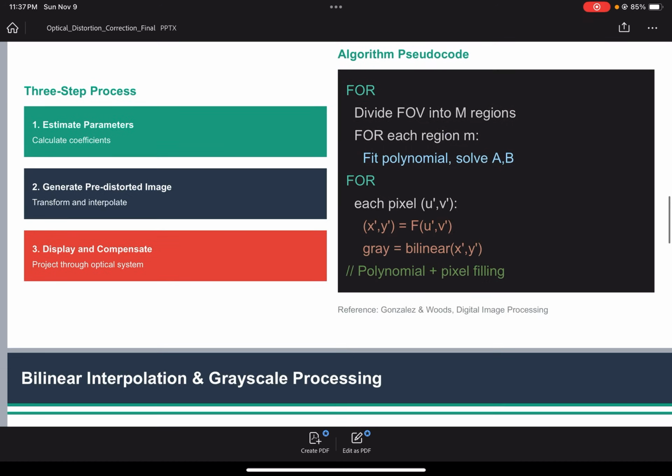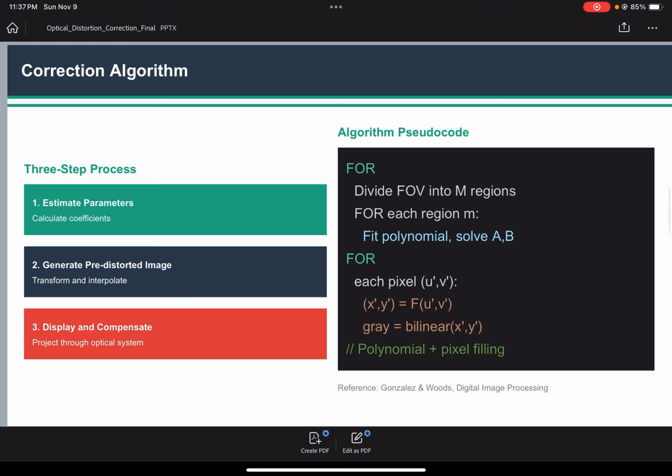Okay, so the correction algorithm. Let me walk you through how the algorithm actually works. There are three main steps. First, we estimate the parameters. We start with a standard test pattern, a perfect grid, and display it through the optical system, and we capture what comes out with the camera. By comparing the ideal grid positions with where they actually appear in the distorted image, we calculate the polynomial coefficients describing the distortion in each region locally.